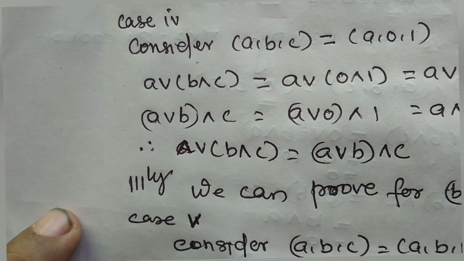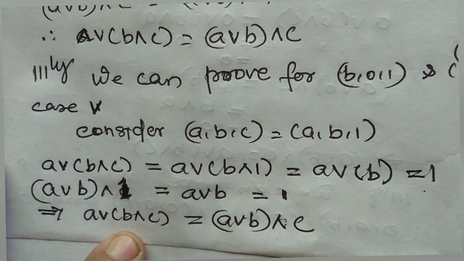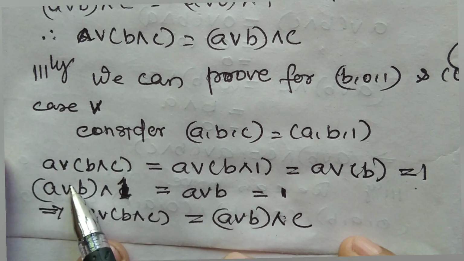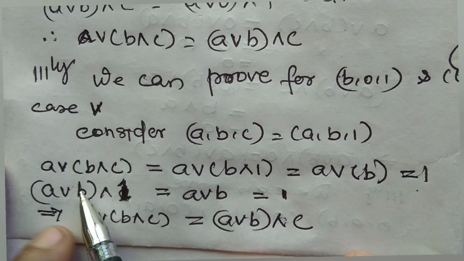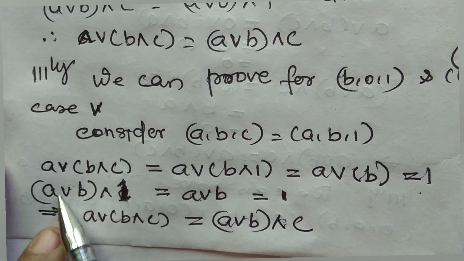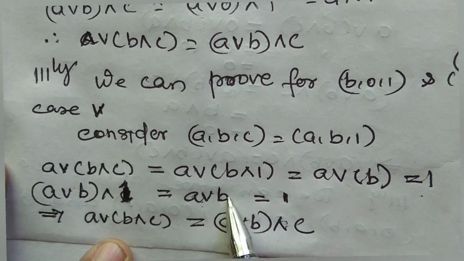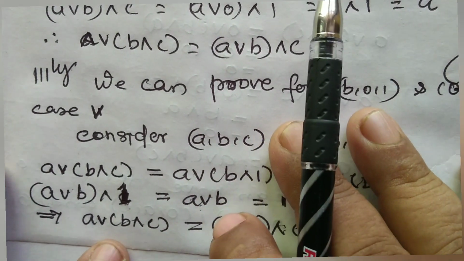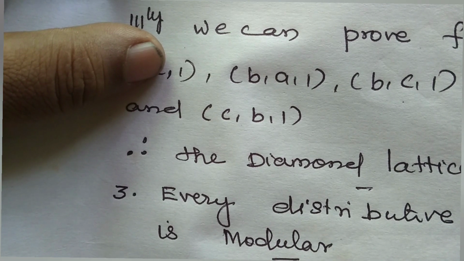So substitute here: the value is A or B is equal to 1, and RHS is (A or B) and 1. Consider A or B as a single element. Comparing this element and 1, this is the least value. Therefore we get the least value. If you take this as A, then A and 1 is equal to A only. Therefore, (A or B) and 1 is equal to A or B. But A or B is equal to 1 from this figure. So LHS equal to RHS. In this case, the result is true. Therefore, we can replace this A, B, C combined. Therefore, the diamond lattice is modular.